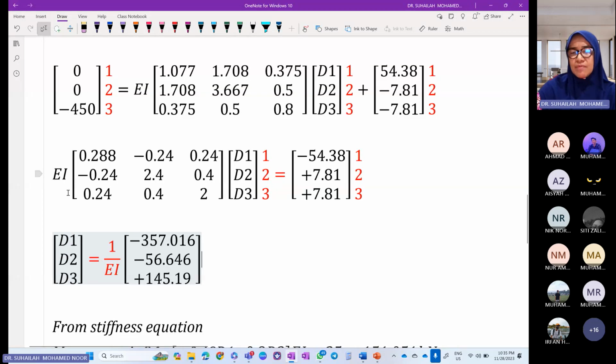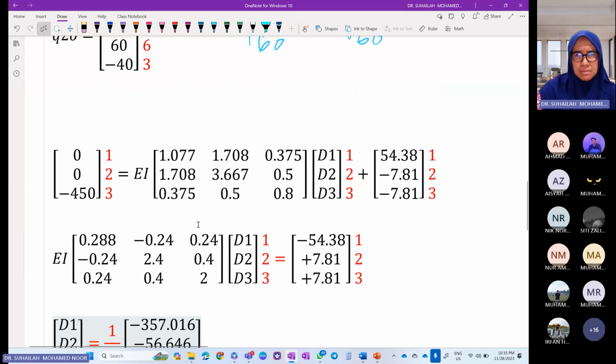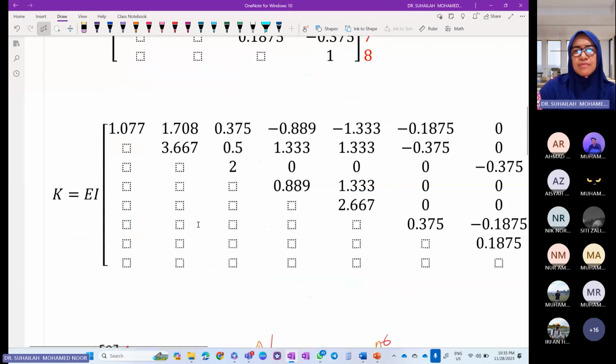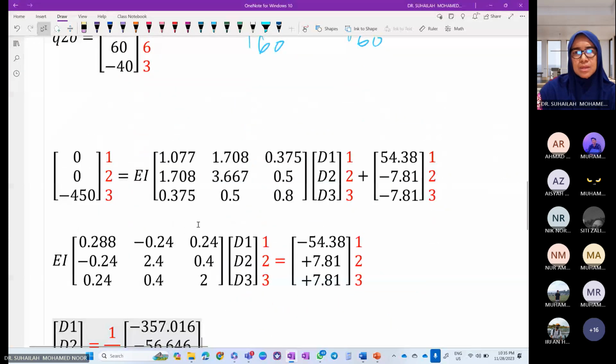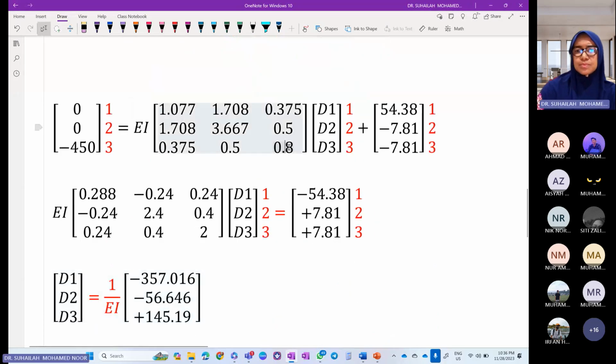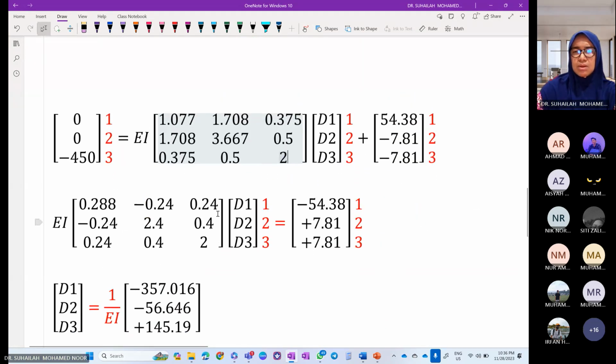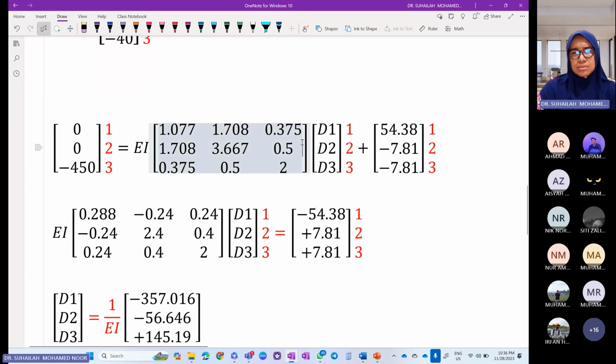Okay, EI, if EI is not given, let the answer be in terms of EI, D1, D2, D3. So this is K, and can I put at the right position the value just now? 0.5, 3.667. Okay, so this is the K value.